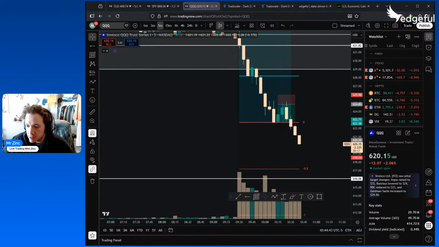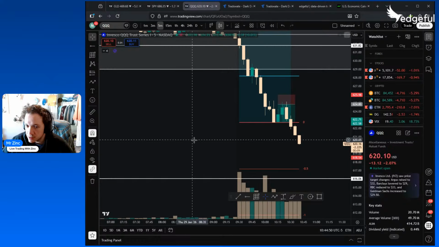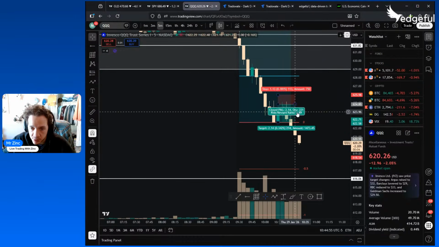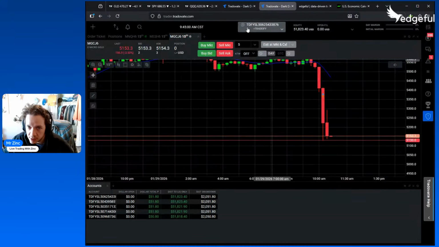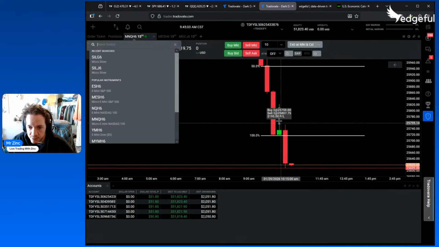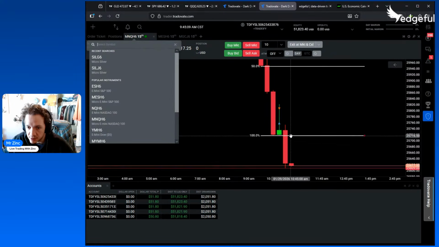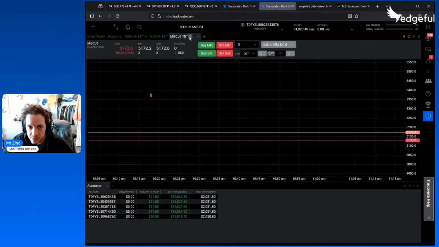The problem is that with 25K on 2 to 3 micros, the time you enter is the worst case. You're already down $200. Well, just trade 1 micro then instead of 2 to 3. But a perfect example is what we did today. We traded 2 micros. Had I held it the entire time, that would have been a probably $400 trade. My entry was what, 25,807. IB low was at 25,715. So like a $380 trade. And then our risk was $160 in that. Pretty much 2 to 1.